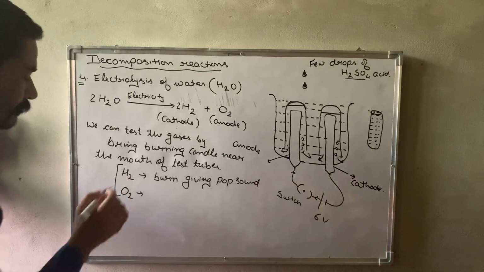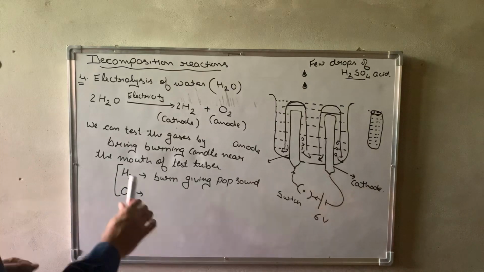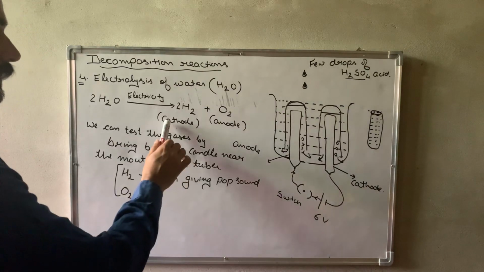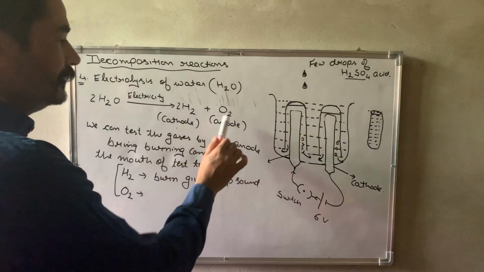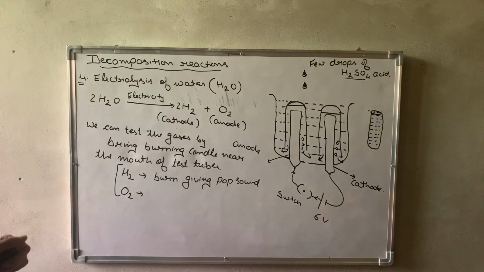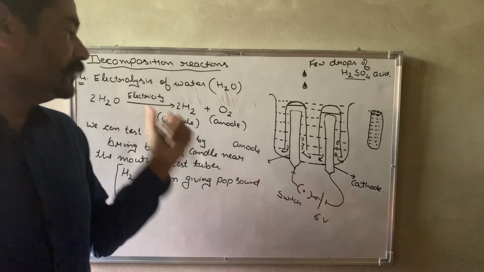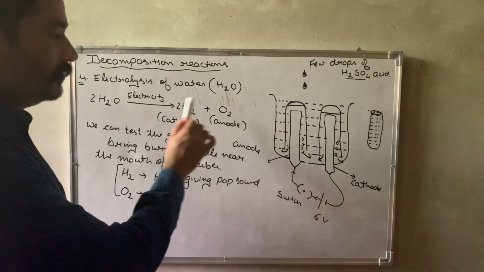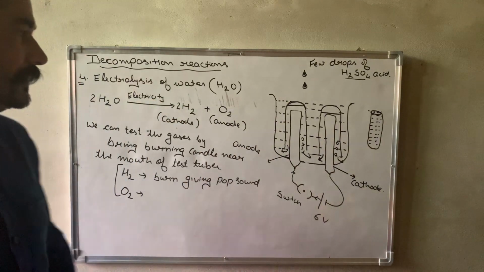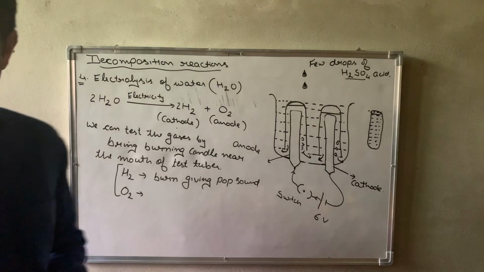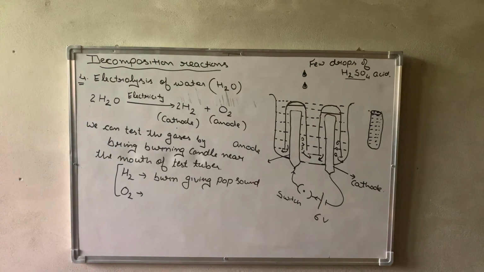So from both tests I come to know that hydrogen gas is present in the test tube over the cathode, and the other contains oxygen from the anode. So this is a complete activity which shows that when electrolysis of water is done, two gases are formed, one hydrogen and the other oxygen. Now a few questions are asked from this activity, so we'll cover those.